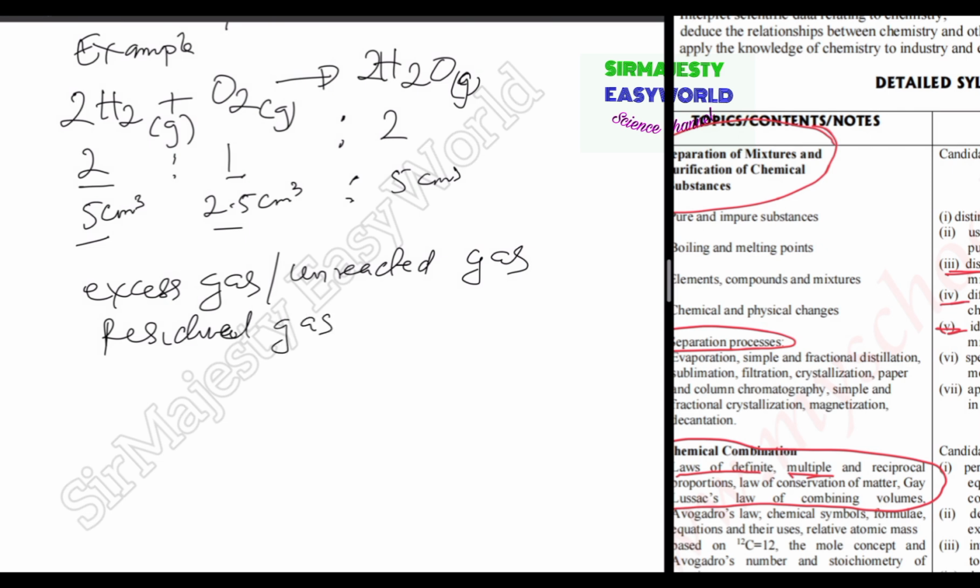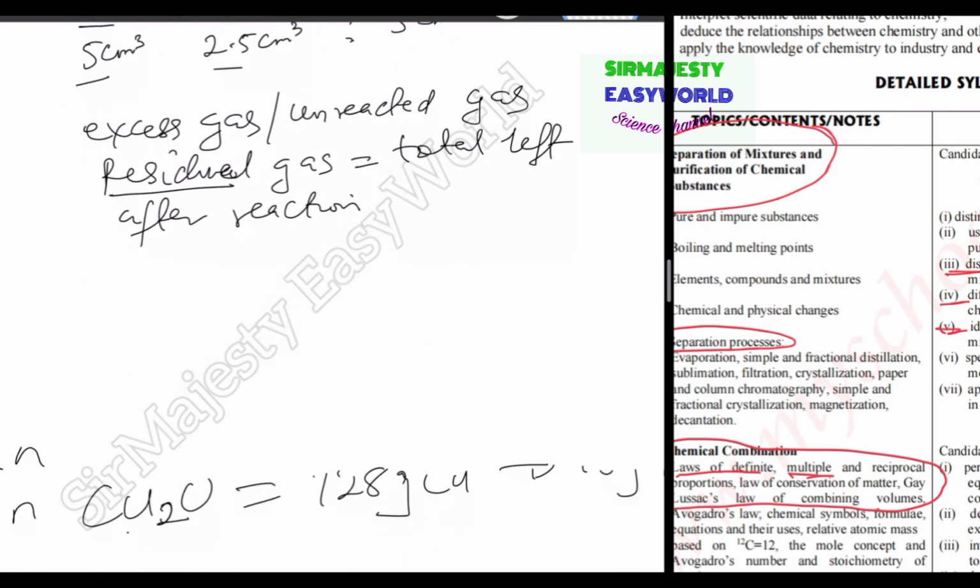Residual gas is equal to the total gas left after reaction, which includes the product and unreacted gas, if there is a gaseous product left after reaction. So residue is the total remaining, whether it's the product you want or the excess that did not react. You get that now?